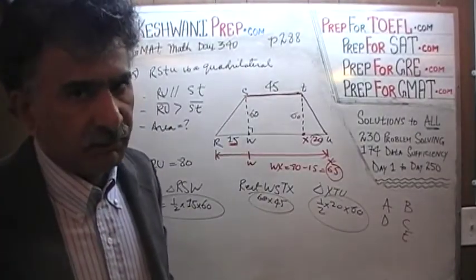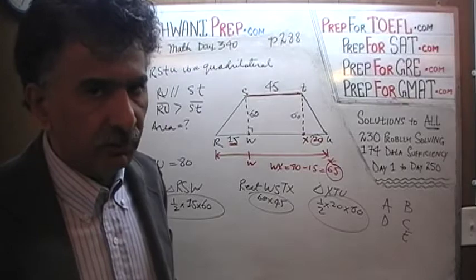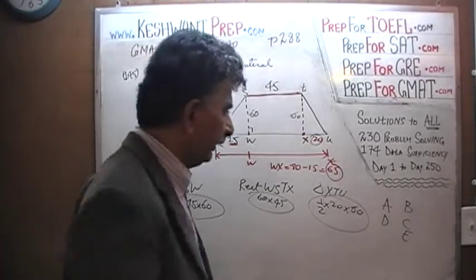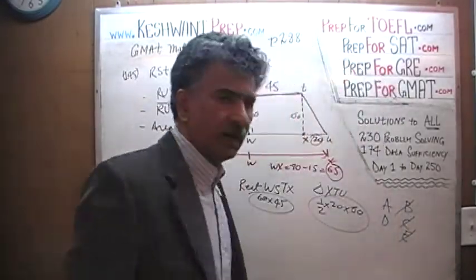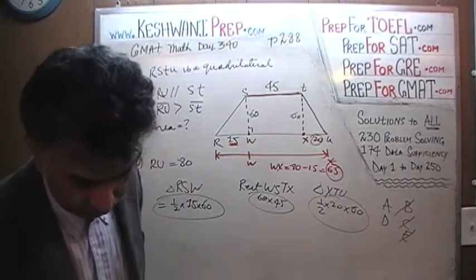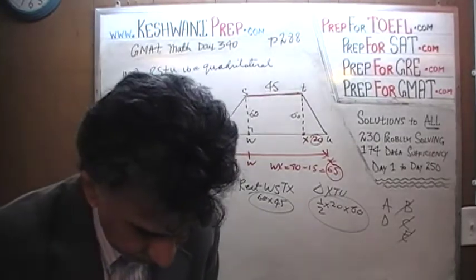A, D, B, C, E. Now that we've established that the first statement by itself is enough, we know that the answer cannot be B, C, or E. It will have to be either A or D. Let's look at the second statement.